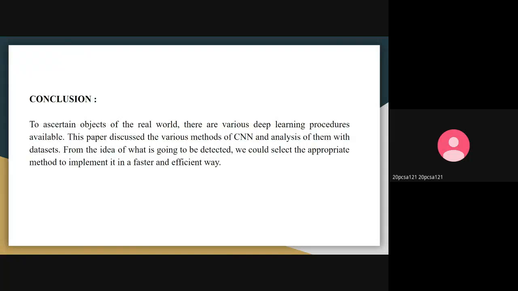At last, I'd like to conclude by saying there are various deep learning procedures available to detect objects. In this paper, I have discussed various techniques of CNN. Though the base methods could detect objects, we move on to one-stage detectors to decrease the complexity and increase the pace and accuracy. I conclude by saying there is no aim here to make innovations or create new techniques.